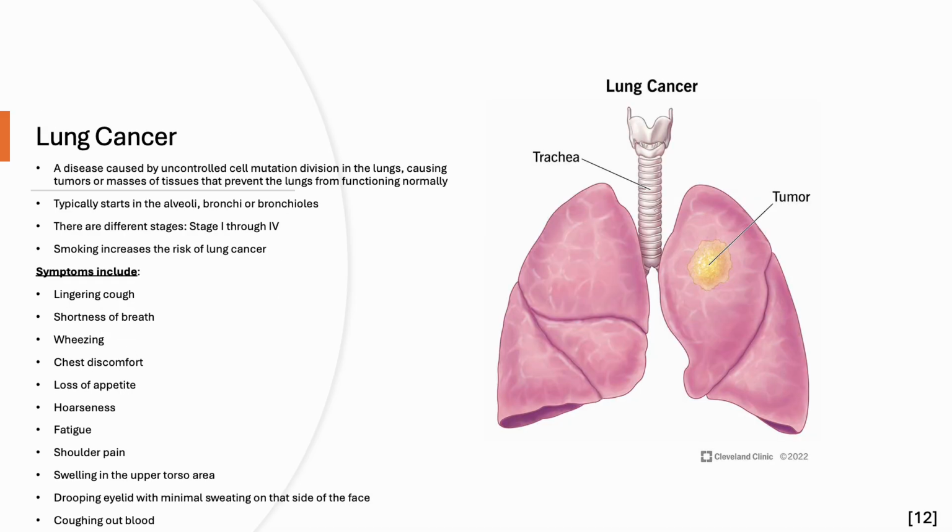And then we have, this is one of the more widely known lung diseases, which is lung cancer. It's caused by uncontrolled cell mutation and division in the lungs that can lead to growths such as tumors or masses of the tissues that prevent the lungs from functioning normally. It usually starts in the alveoli, bronchi, or bronchioles. There are different stages 1, 2, 3, and 4. Smoking can increase the risk of lung cancer.